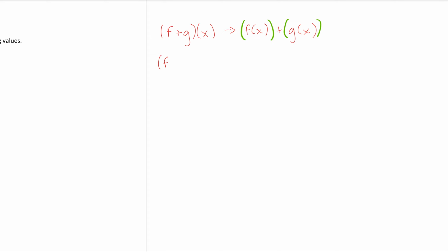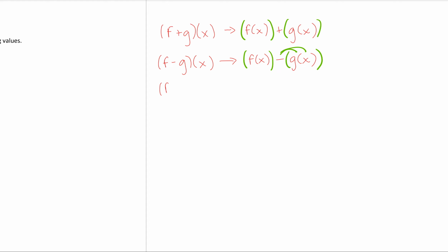All right, so next one is f minus g of x. Again, that's f of x minus g of x. And again, making sure that each function goes into its own parentheses. You never know when you're going to potentially need to distribute that negative.